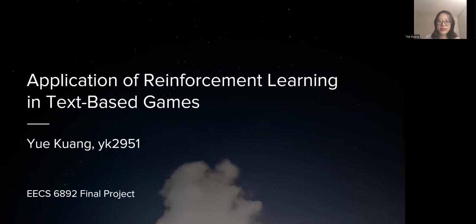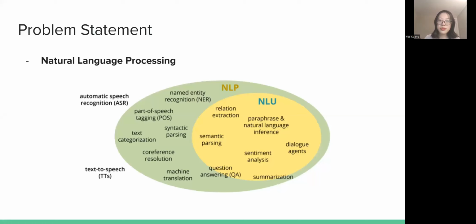My name is Yue Kuang, and the topic of my project is application of reinforcement learning in text-based games. Natural language processing is a well-established field with the ultimate goal to read, decipher, understand, and make sense of human languages by machines, taking certain tasks off the humans and allowing machines to handle them instead. Common real-world examples of such tasks are online chatbots, text summarizers, auto-generated keyword tabs, and so on.